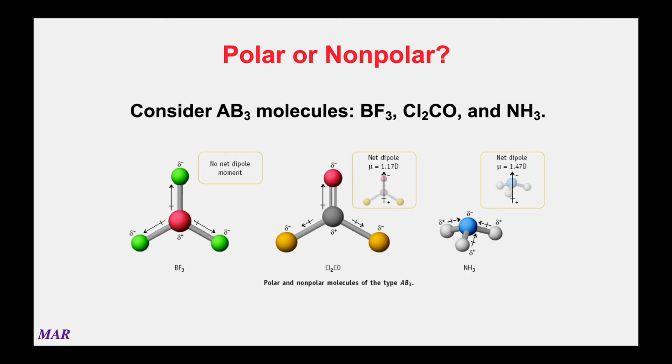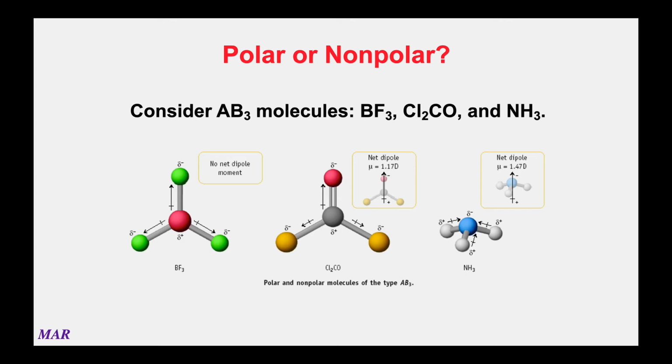BF3 has very polar boron-fluorine bonds. I think the difference in electronegativity is like 2.0, which is pretty strong. However, the boron is symmetrically surrounded by fluorines. There are no lone pairs, everything's trigonal planar, stuff like that. This molecule is nonpolar.